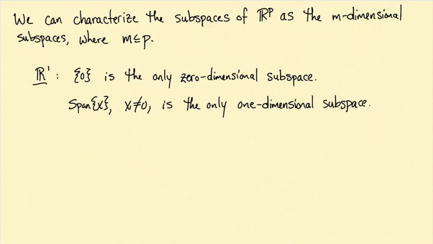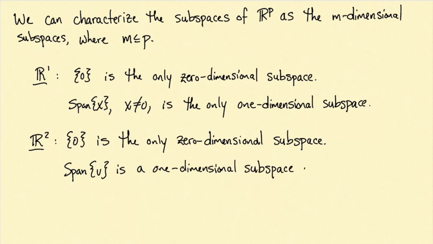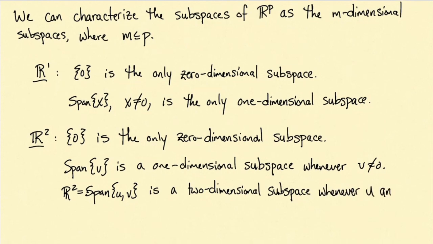For R2, there are 3 possibilities. We always have the single 0-dimensional subspace consisting only of the 0 vector. We can construct one-dimensional subspaces simply by taking a non-zero vector and considering its span. The third type is all of R2, which comes from the span of 2 linearly independent vectors.